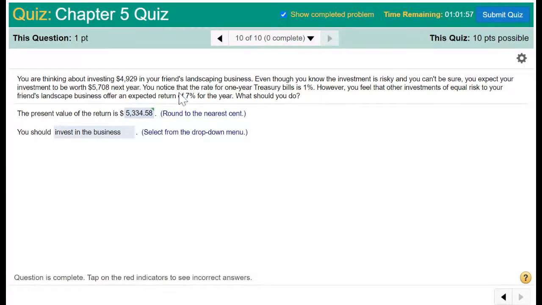Now, to solve another issue, to see that you're getting the expected rate of return of 7%. On your calculator, N equals 1. Leave IY alone because we're going to be solving for IY. Payment is 0. Present value is negative 4,929, and the future value is 5,708. There is no payment, and we're solving for IY. Solve for IY. What number do you come out with?